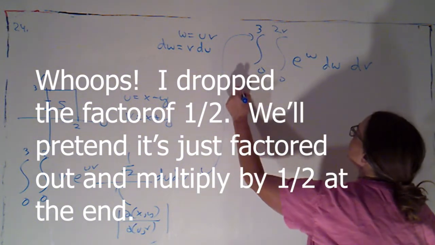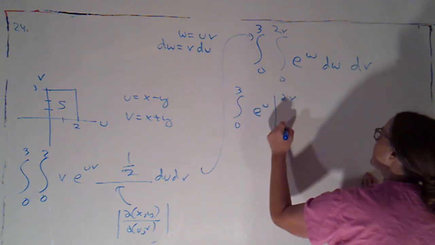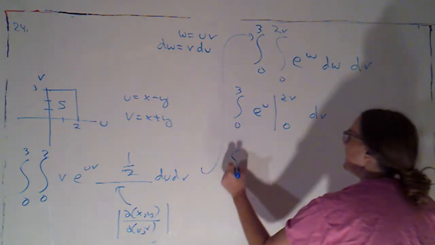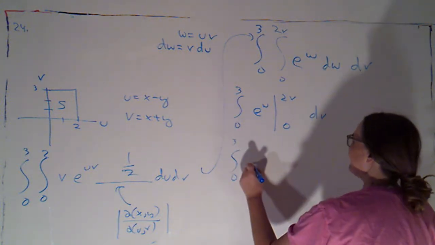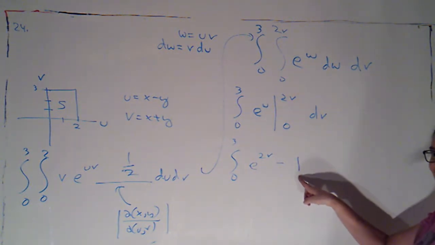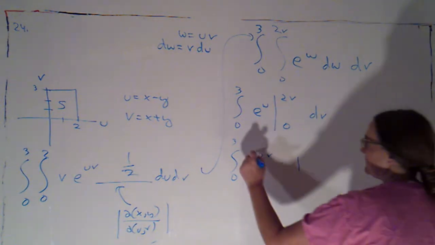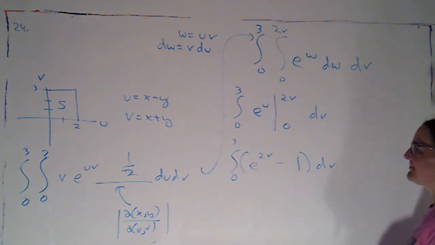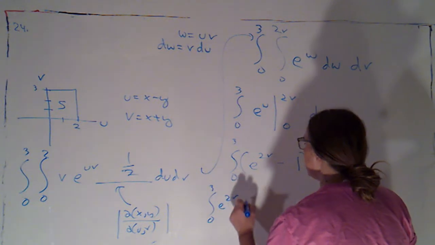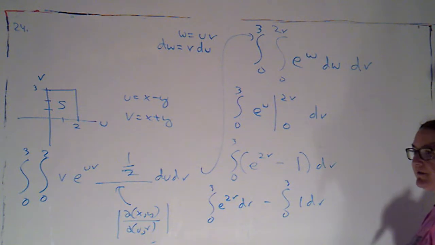So integral from 0 to 3, the antiderivative is just e to the w, and we're evaluating that between 2v and 0, and then we'll integrate dv. So that's the integral from 0 to 3, e to the 2v, minus e to the 0 is 1. So don't get in the habit of saying, oh, I'm plugging in 0, it just goes away, because it doesn't. dv. All right, that's the integral from 0 to 3 of e to the 2v dv minus the integral from 0 to 3 of 1 dv.